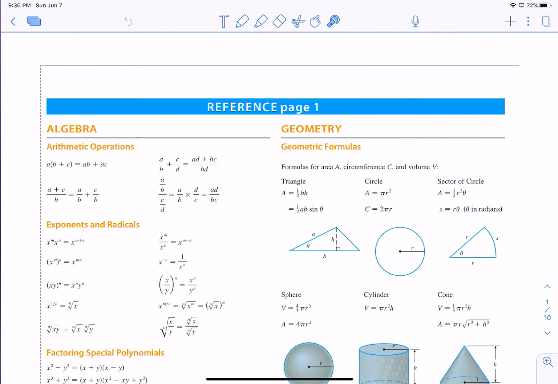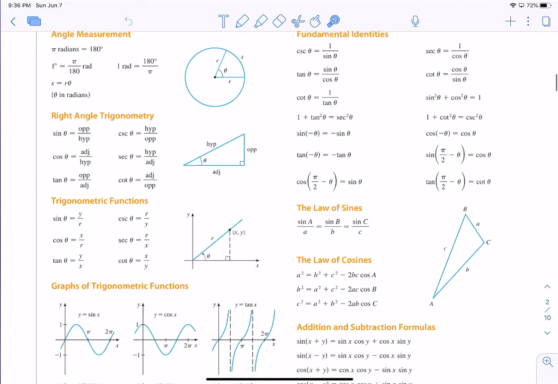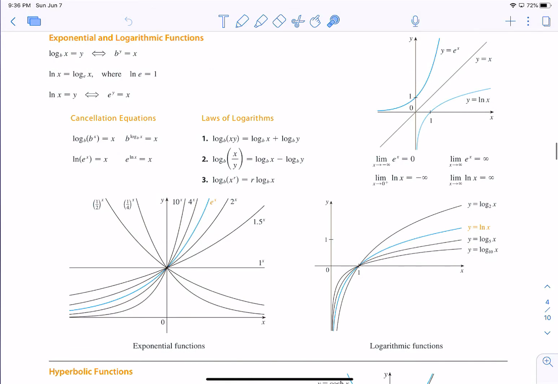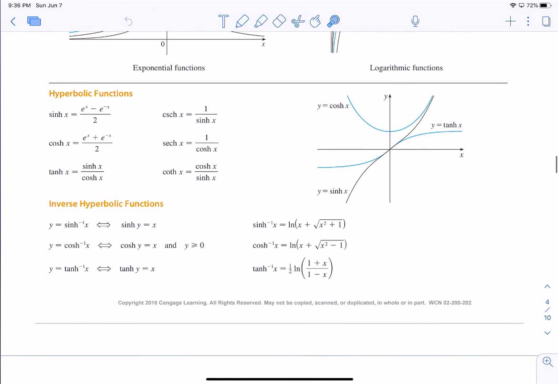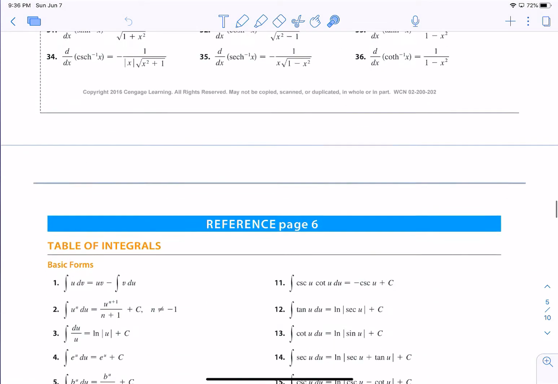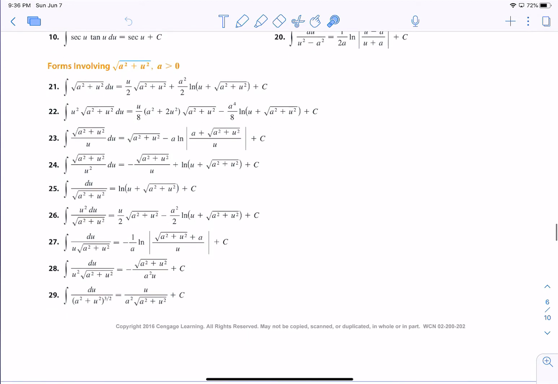down for us. In the reference pages in the back of the book, you'll find algebraic formulas and geometric formulas, trigonometric identities, some graphs of various functions, polynomials, exponentials, logarithms, hyperbolic functions, and differentiation formulas. But there are also a bunch of integrals. This is a table of integrals, as you can see. The first chunk of the integration formulas are the ones that you've learned throughout the first semester of calculus and this course here. Then we see that they're classified according to form.